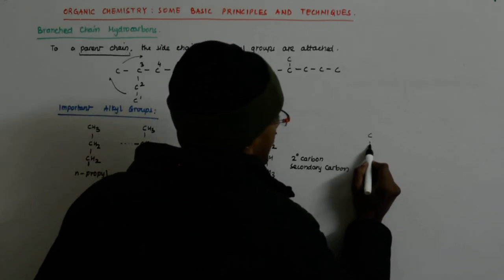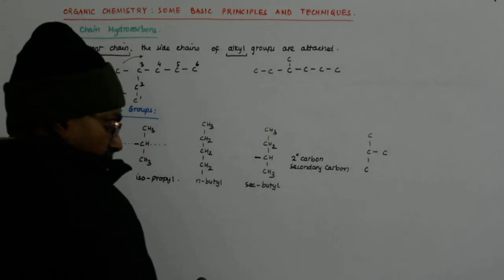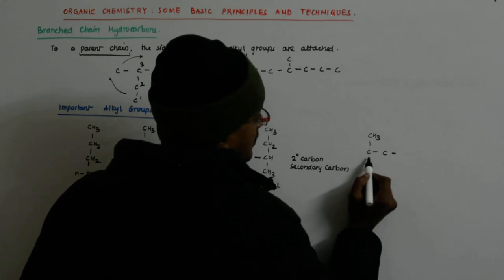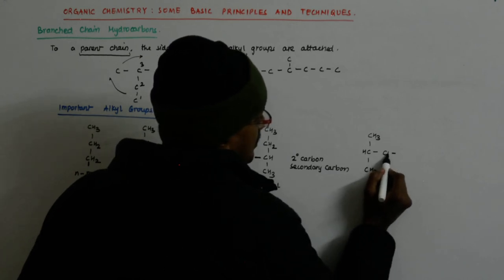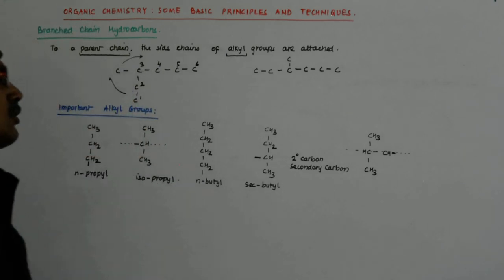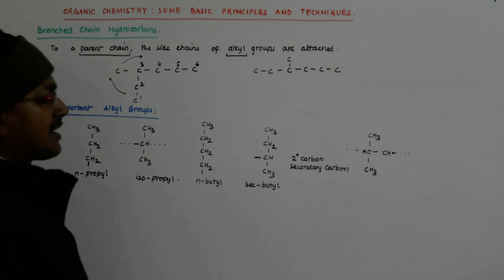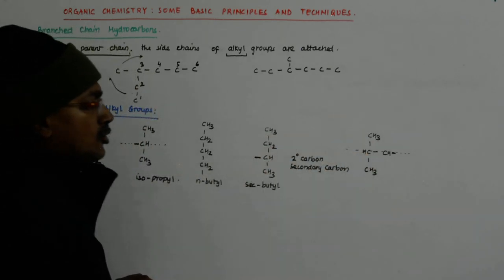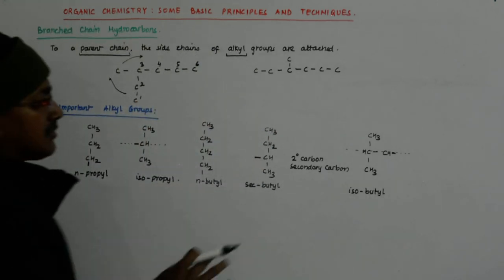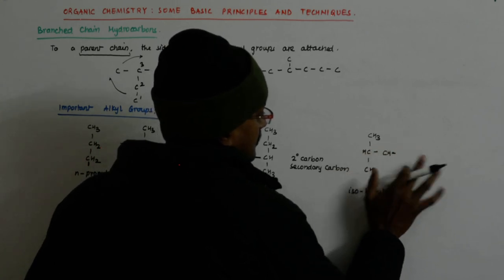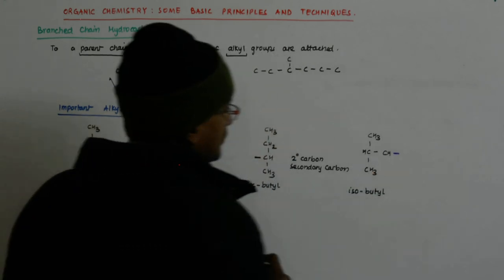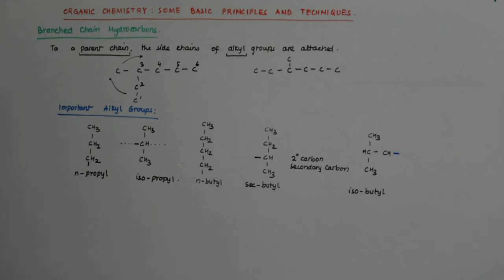Now if it is something like this, and the attachment is here, so this is CH3, this is CH, this is CH3, this is CH. Along this line, if I go up or down, I see the same thing, up the line, down the line. So it is called an isobutyl. Understand? The attachment is here. It is very, very important to understand that. No, they are not the same.